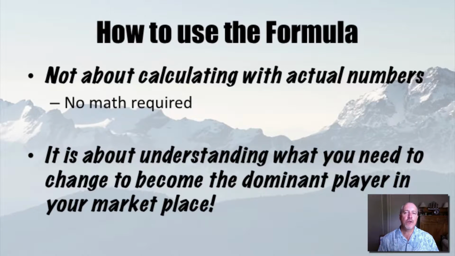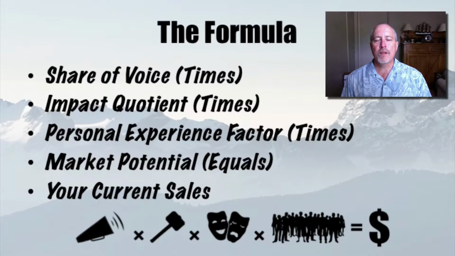But the idea behind this formula is not to be able to calculate each one of the individual component parts. It's really about understanding what you need to change in your business to become that amazing, dominant player in the marketplace. So the business growth formula is basically this. Where your sales are today is a result of your share of voice times your impact quotient times your personal experience factor times your market potential. That is where your sales are today. If you take each one of those things, multiply them out, it equals where you are today.